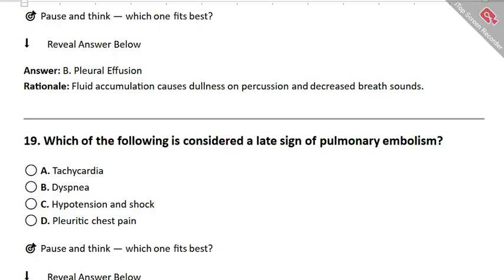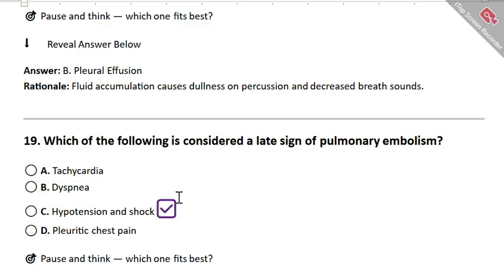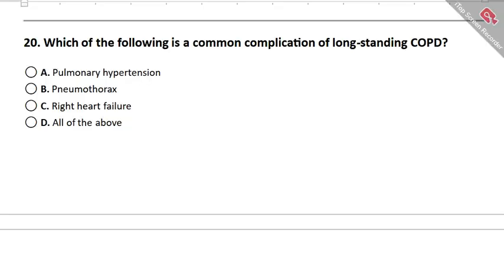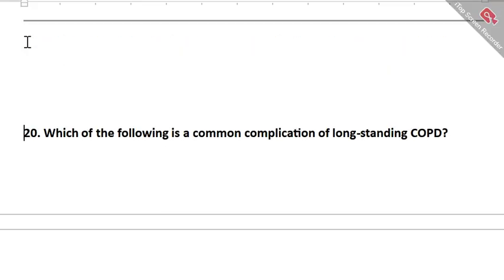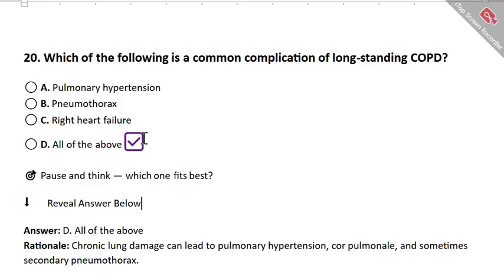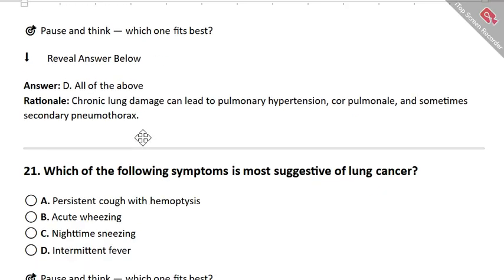Which of the following is considered a late sign of pulmonary embolism? The correct option is option C, hypotension in shock. Let's move to the next question. Which of the following is a common complication of long-standing COPD? Read the options. In this scenario, the correct option is option D, all of the above. Let's move to the next question.